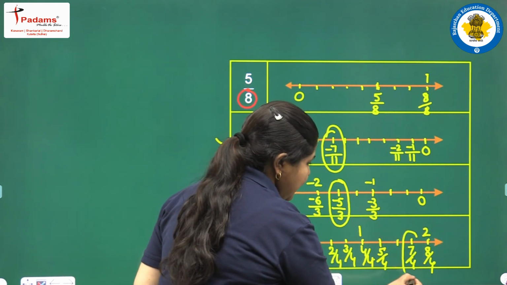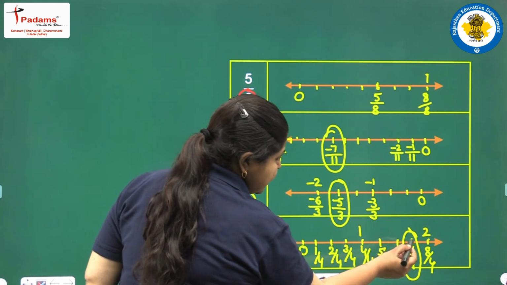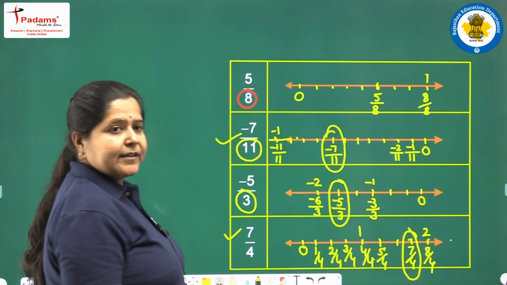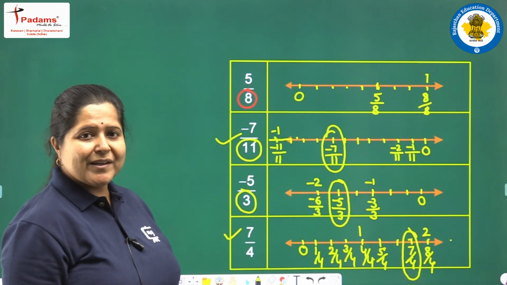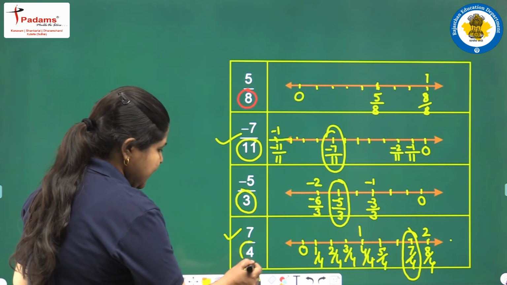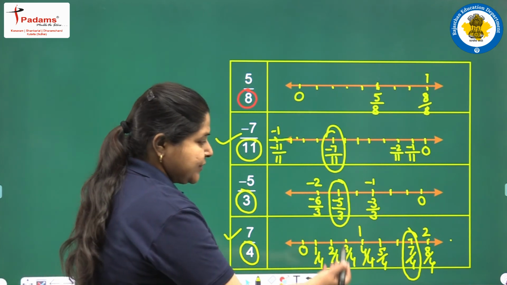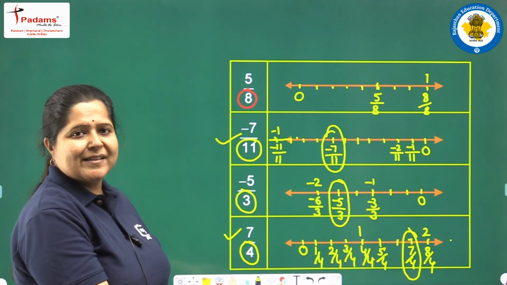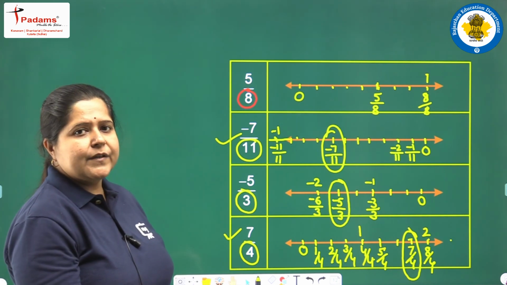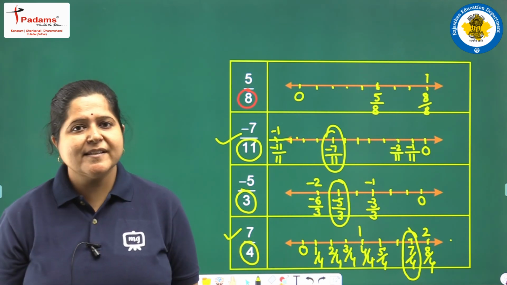So this is the point 7 upon 4, and which is the exact location? This point on the number line. This is the exact location of 7 upon 4. So to simplify, just look at the denominator and start proceeding 1 by 4, 2 by 4, 3 by 4 and so on. You will reach the result. And if it is a negative number, move to the left. It is a positive number, move to the right. I hope this is clear to you.